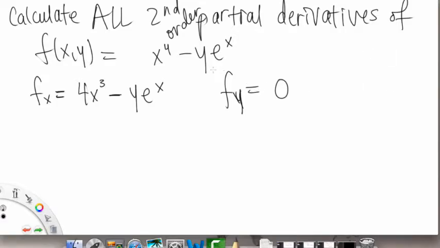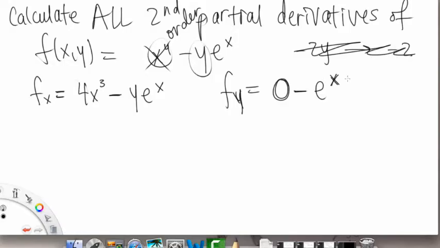Okay, so yes, this first one is 0. That goes away when you're differentiating with respect to y. And then, since we do have a y here, by the power rule this is going to turn into a negative e to the x, right? Because, for example, if you had negative 2y, then the derivative of that would be negative 2. The y goes away. So that would just be a negative e to the x.